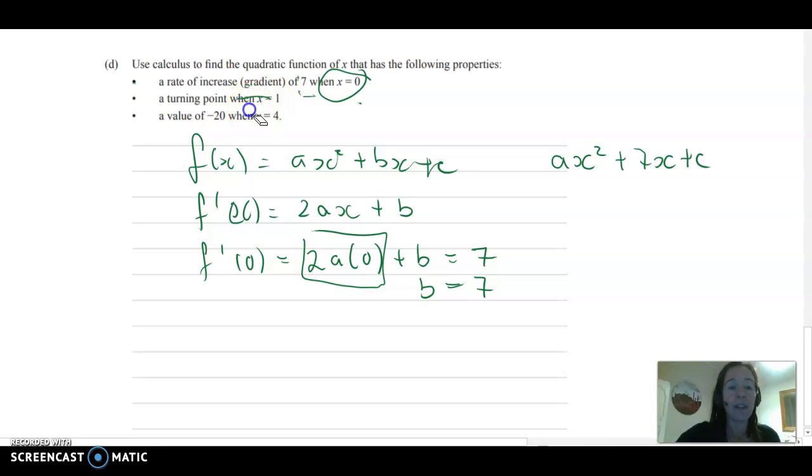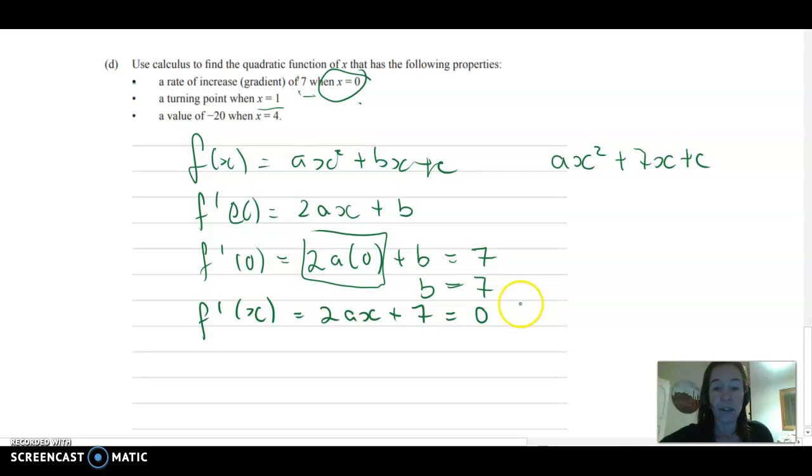That's just a bit of extra information that I have. I know that I have a turning point when x is 1. Now, what do we know about turning points? I hope a little bell has gone off. I know that my derivative, f dash x, so I've still got 2ax plus 7 now, is equal to 0, and that's for a turning point.